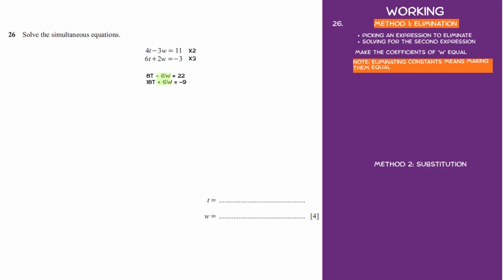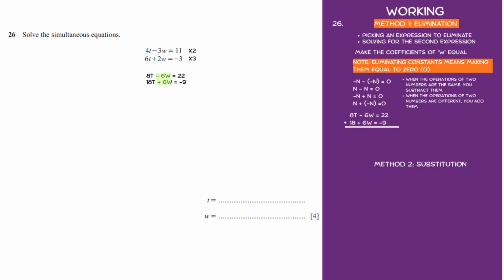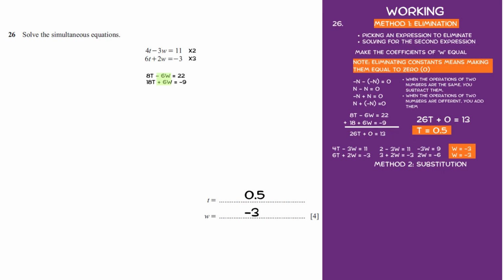Since w is now equal, I can eliminate it. Since the operations of w are different, we must add the equations together, leaving us with this one equation. Now we can solve for t, giving us 0.5. Using this t, we can place it into any equation to find w, which will be -3.